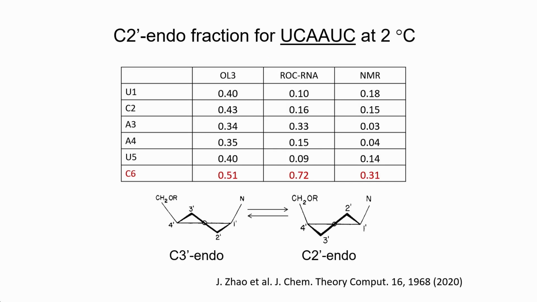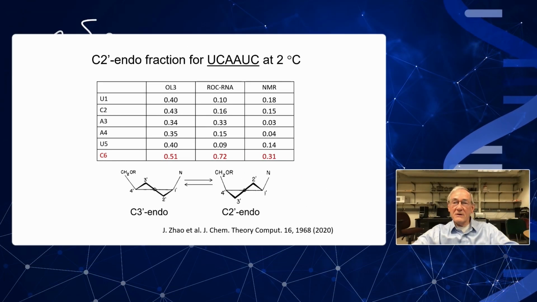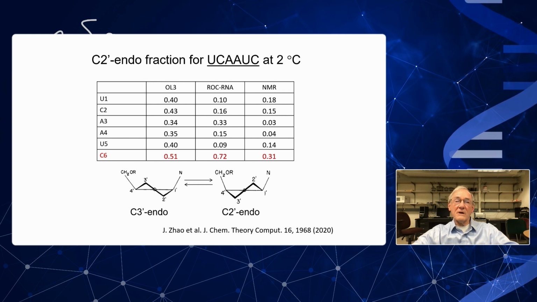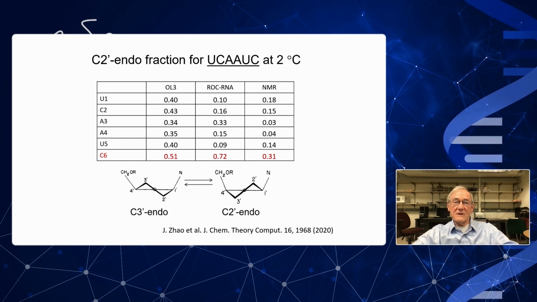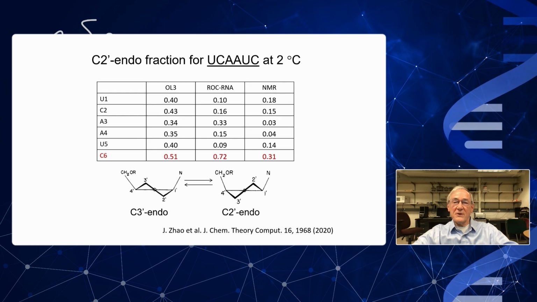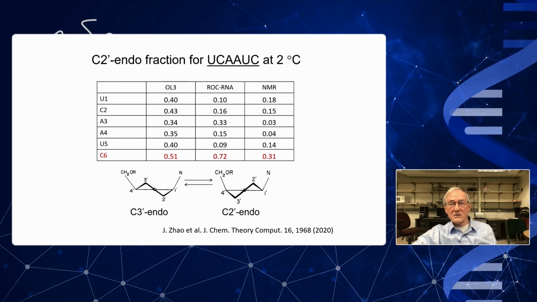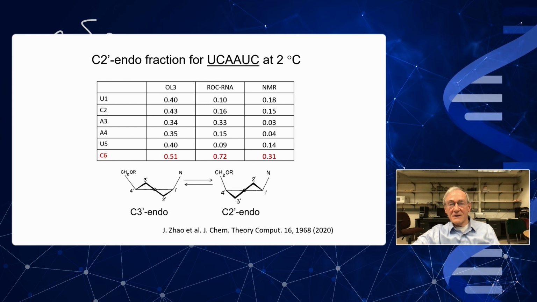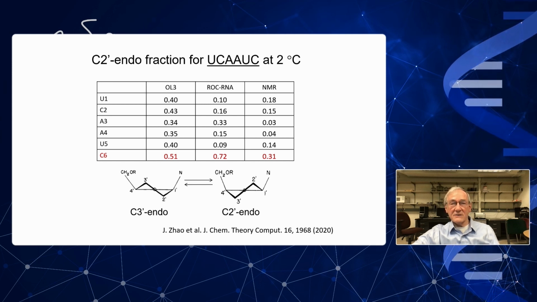So that is the difference between the force fields and the NMR. For the previous hexamer that we studied, it's different. The NMR says more C3 prime endo than C2 prime endo. And ROC does a better prediction of the pucker in that case.